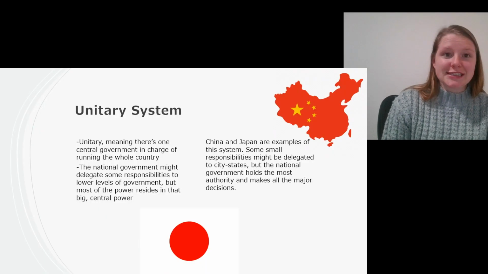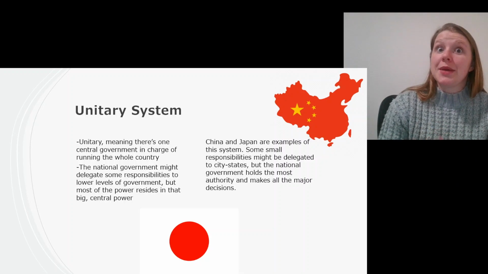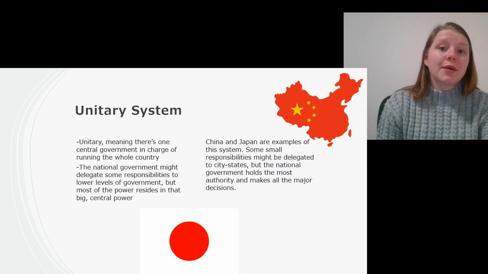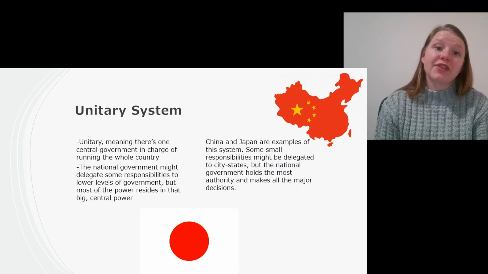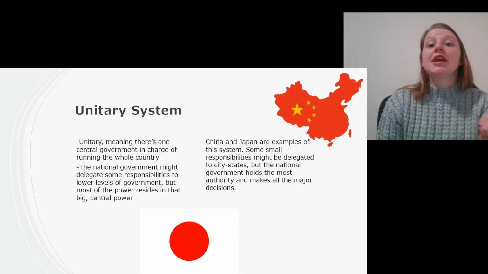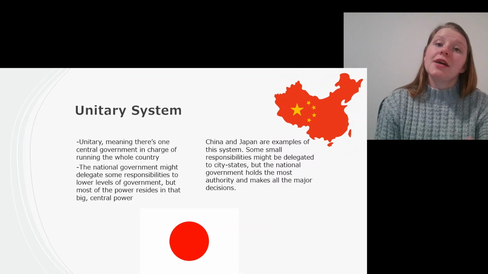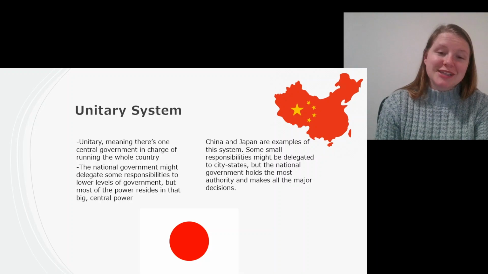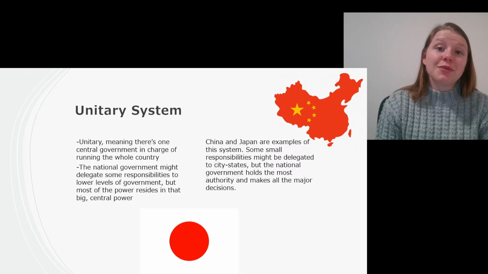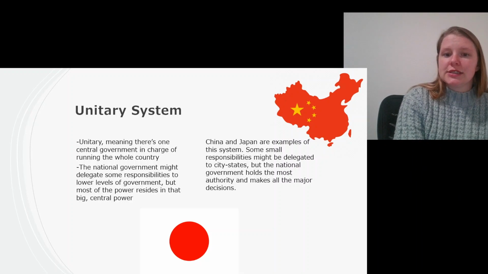A unitary system. This is where a national government might delegate some responsibilities to lower levels of government, but most of the power resides in that big central power. China and Japan are examples of this system. Some small responsibilities might be delegated to city-states, but the national government holds the most authority and makes all of the major decisions.